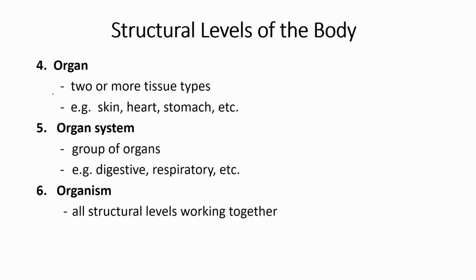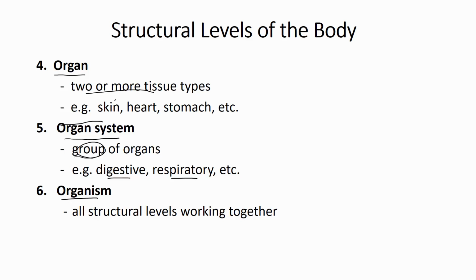Tissues are going to combine to form organs. An organ is going to contain two or more tissue types. Here we can talk about things like skin, heart, stomach. You're familiar with organs. Organ systems are going to be groups of organs that share a similar function. Here we're going to talk about digestive, respiratory, etc. I'll go over the 11 organ systems I want you to know. And when we're talking about humans, obviously, when we put all those organs together, we'll have an organism. Here we're talking about the human organism.